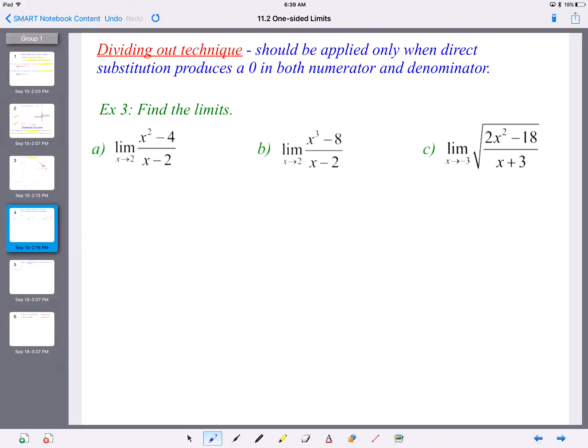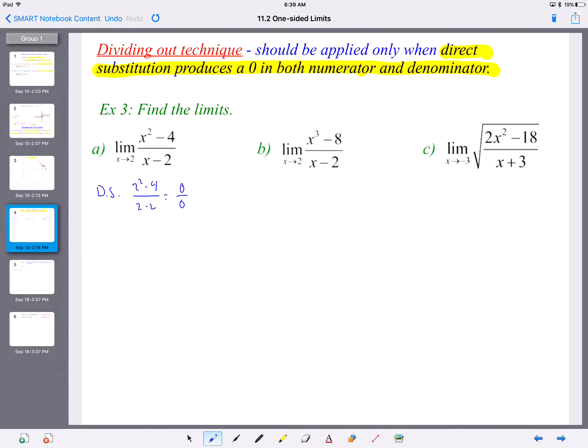The first one is called the divide out technique. It should be applied only when direct substitution produces 0 in the numerator and the denominator. The first thing that we always do for limits is direct substitution. I'm just going to use DS to indicate direct substitution. I'm going to plug 2 in, just like we did yesterday, and see if it works. Well, I get 0 on top and 0 on bottom, so it's undefined, so direct substitution doesn't work. We have to figure out another way to do this.